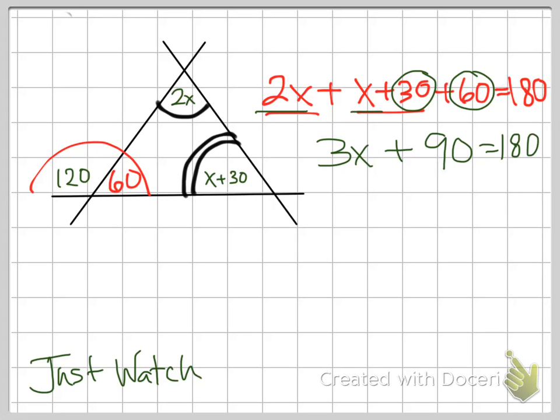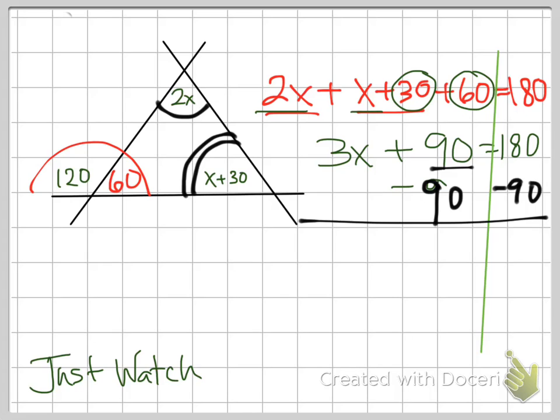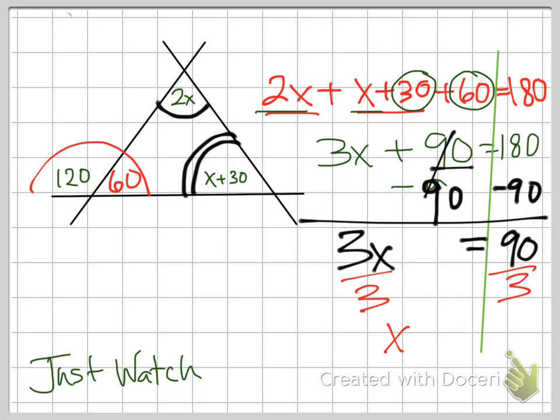And again, if I'm going too fast, pause it and take a look and think. This is your review to help you on your final test for the quarter. So minus 90 on both sides, that's the not so close friend. That leaves 3x over here and 90 over here. If I divide by 3, I get x equals 30. Done.